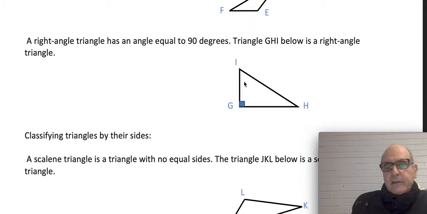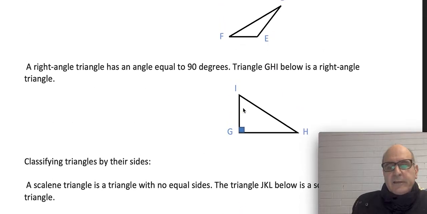A right angle triangle, like the triangle IGH here, has got one right angle here, and that little square here tells us this is a right angle or 90 degrees. So a right angle triangle has one of its angles equal to 90 degrees.